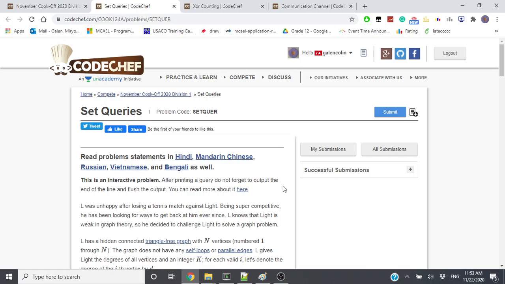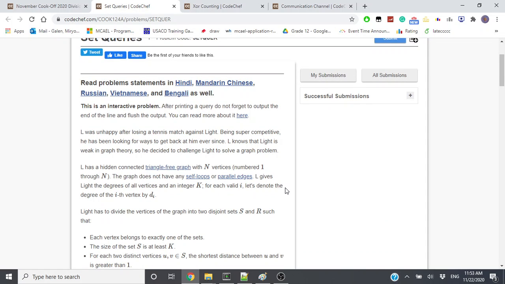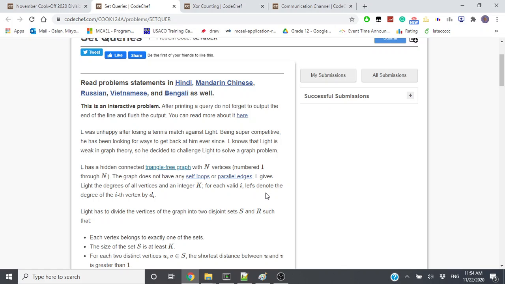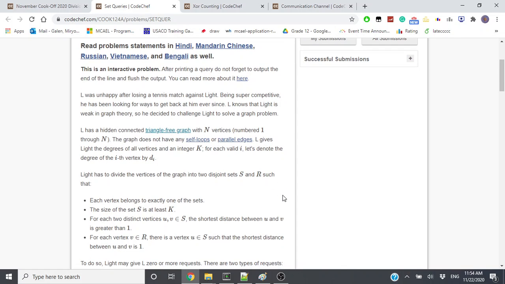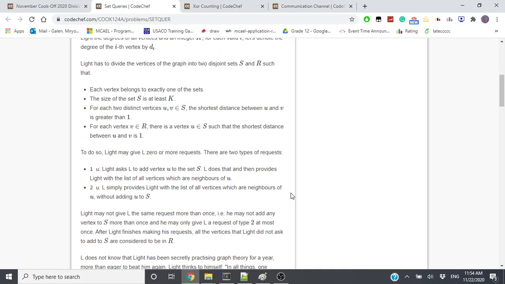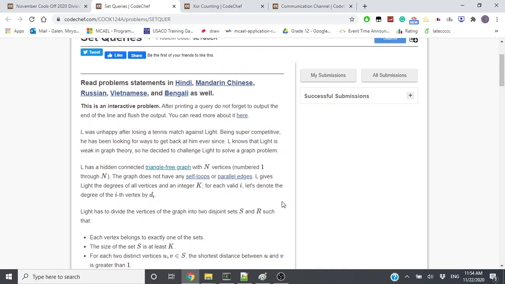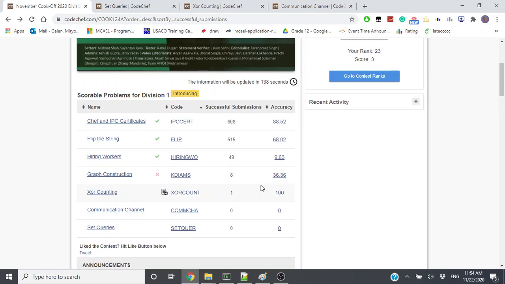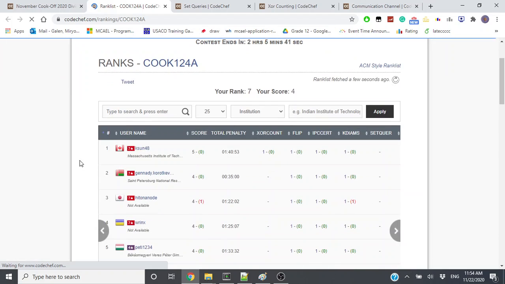What's this problem? Triangle free graph. Oh god. Oh god. Okay. I'm going to read the problem that seems most reasonable, and to me, at least now, that looks like not that one.